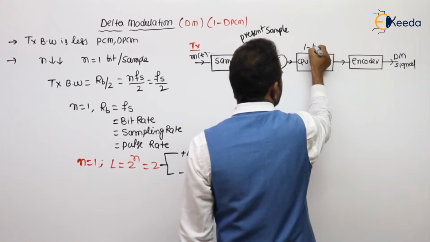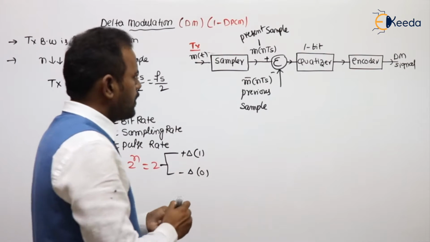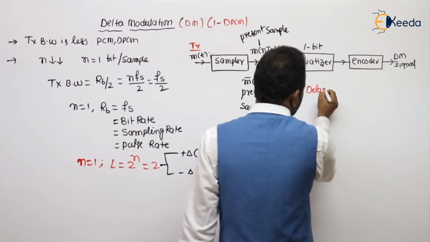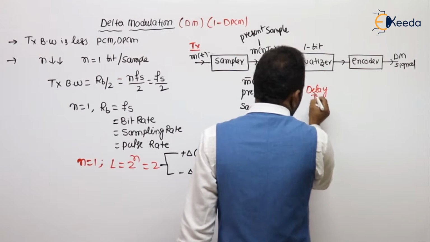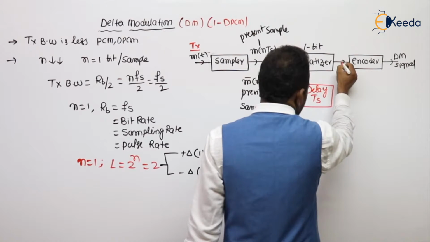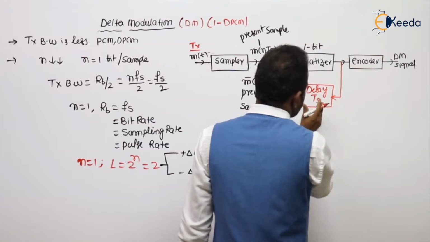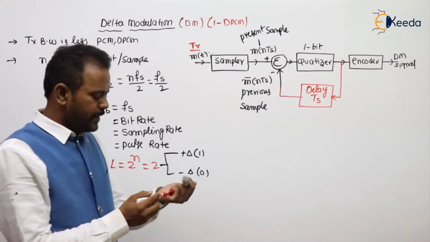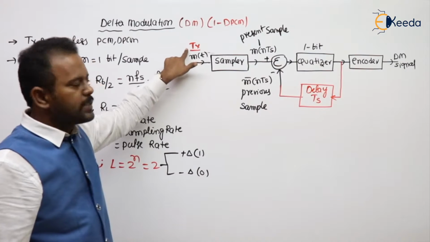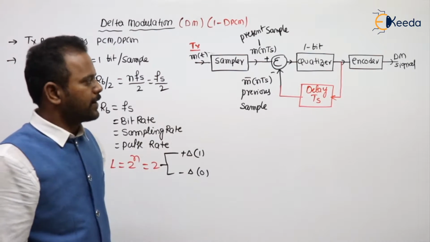And this quantizer is a 1 bit quantizer. What we are having here is the delay circuit, delayed by Ts. This is in the feedback path. This is the circuit diagram, of course, the block diagram of a delta modulation transmitter block.